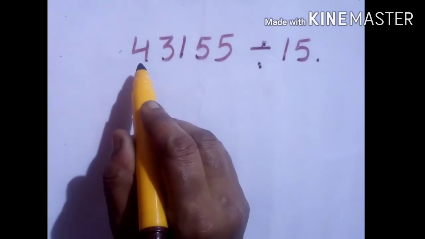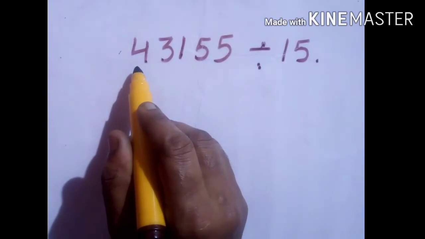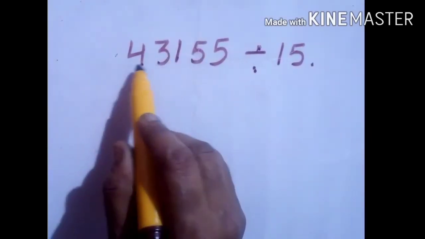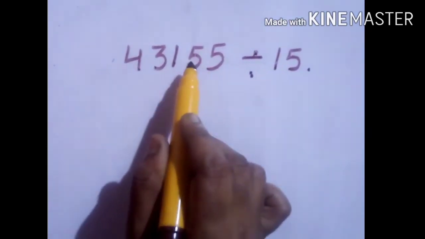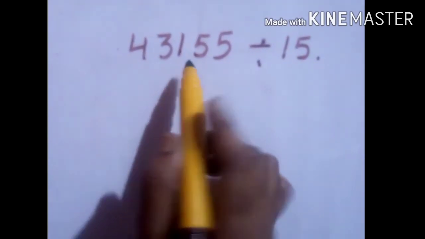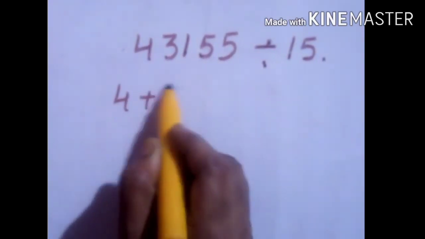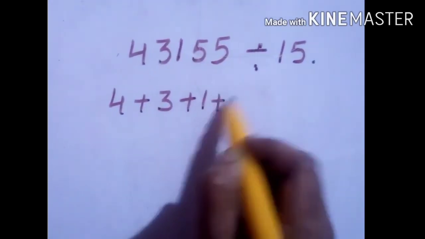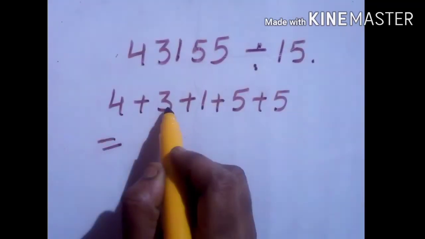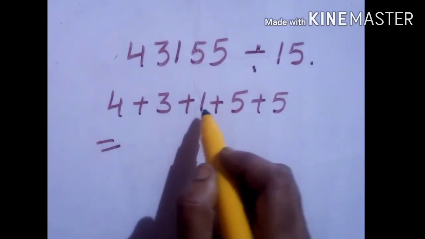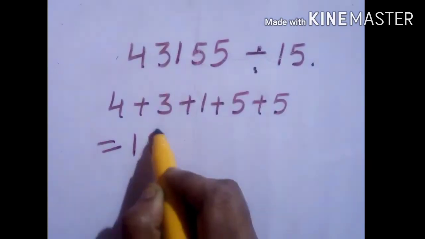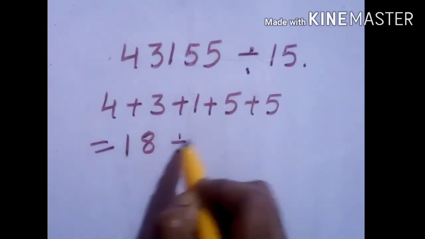How to check the divisibility by 3? For that we check whether the sum of the digits is divisible by 3. Let us check: 4 plus 3 plus 1 plus 5 plus 5. What is the sum? 4 plus 3 is 7, plus 1 is 8. 8 plus 5 is 13. 13 plus 5 is 18. So we get 18, which is divisible by 3.